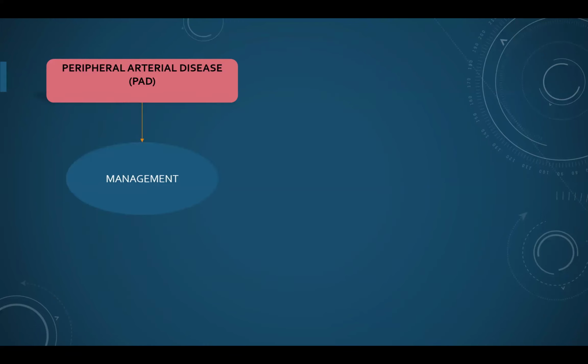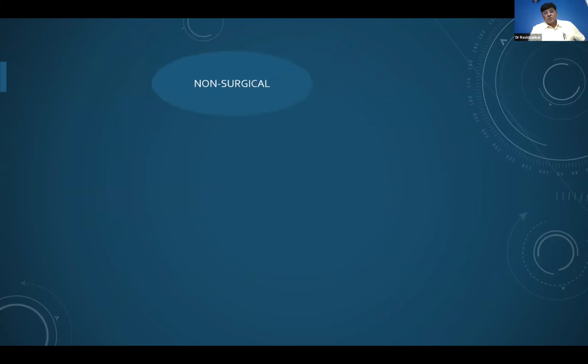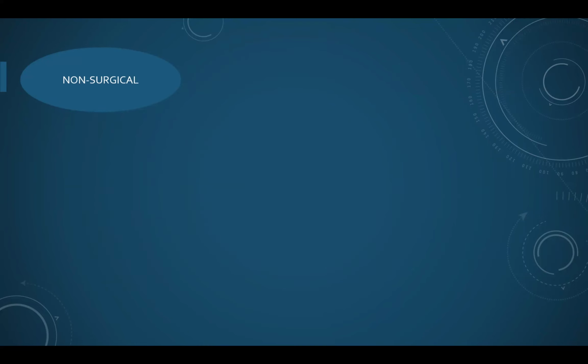Coming to management, it can be non-surgical and surgical management. Another thing you should know is, previously it used to be called critical limb ischemia. Now what is it called, Praveen? Chronic limb threatening ischemia, sir. It's not critical, it's chronic limb threatening.